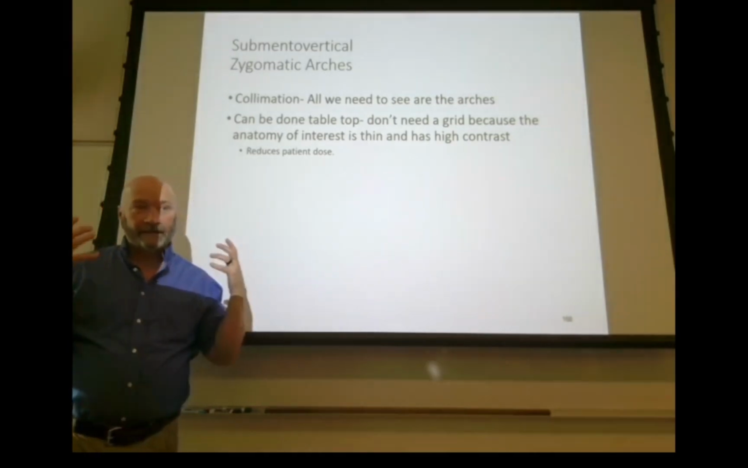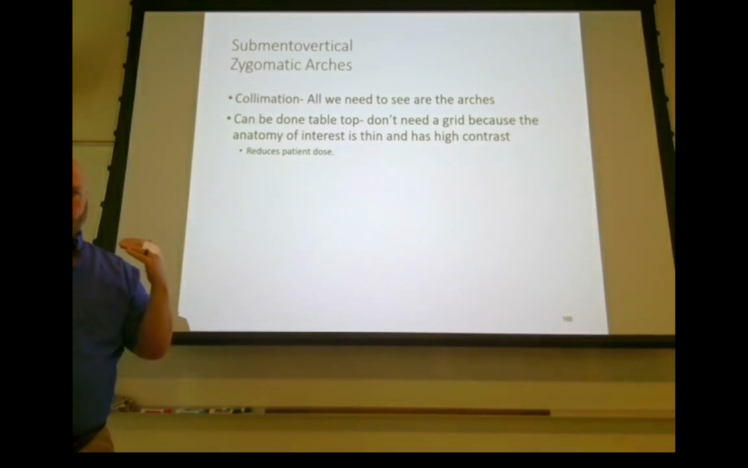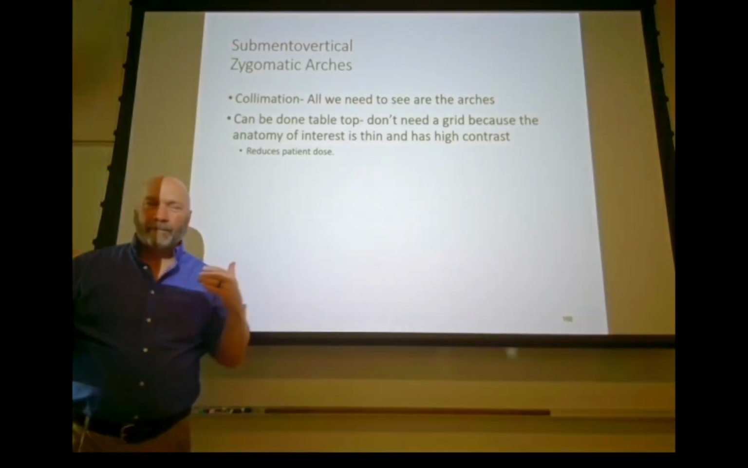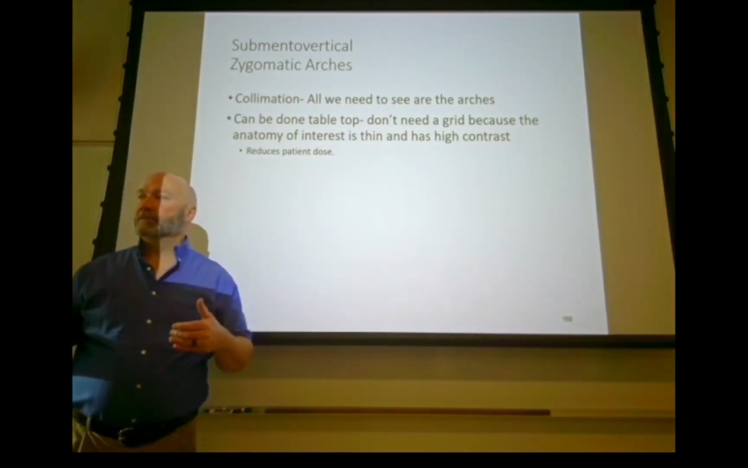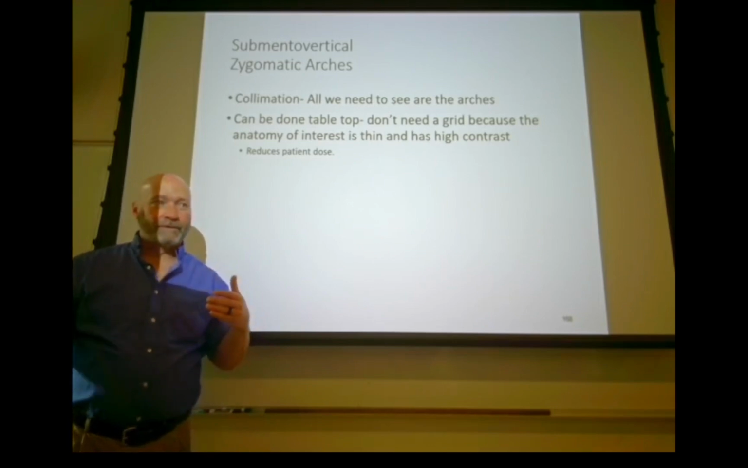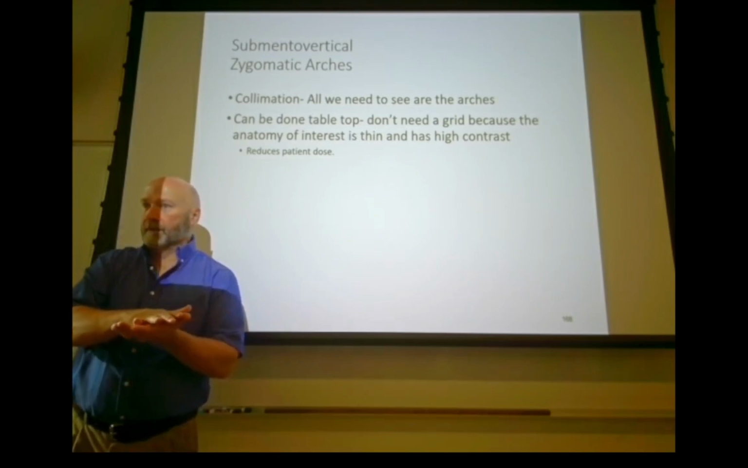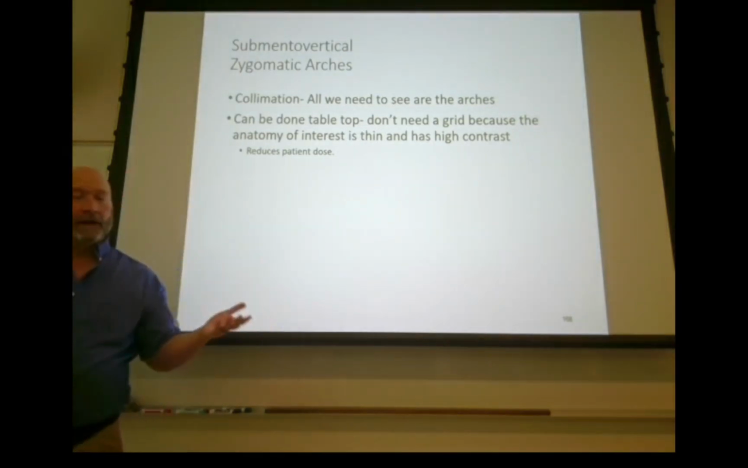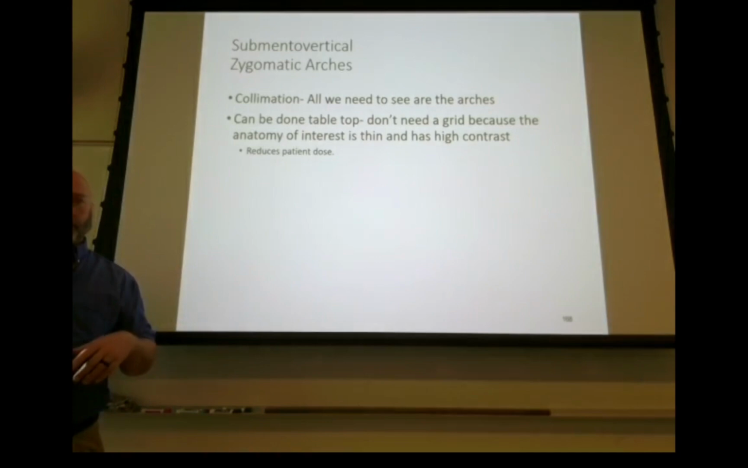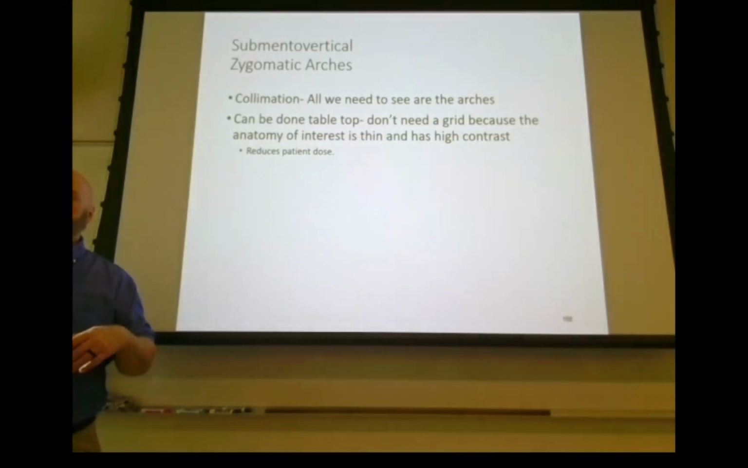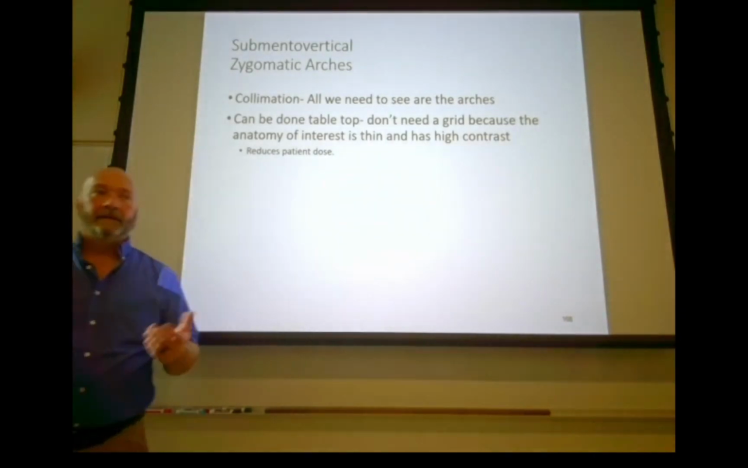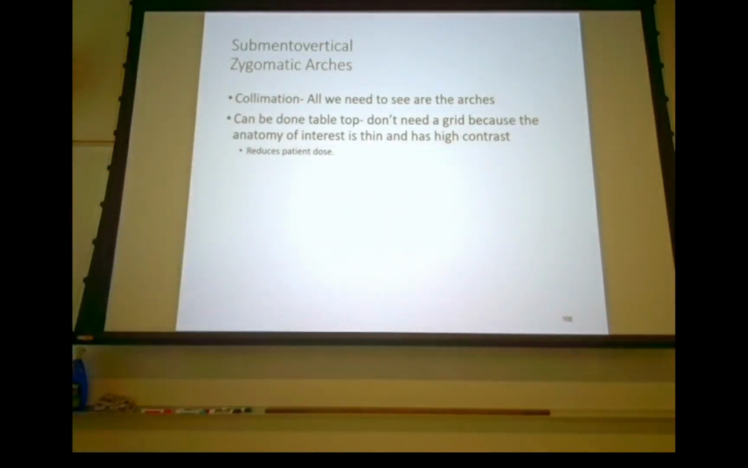You don't have to get the entire skull. All you've got to get is the zygomatic arches. So you've got a little bit of positioning latitude. You don't have to have the patient built up on sponges to put the vertex of the skull on the table. Still, if you're doing it upright at a wall bucky, put the patient in a chair that has a backing on it and have the patient lean back. So a little bit more positioning latitude.